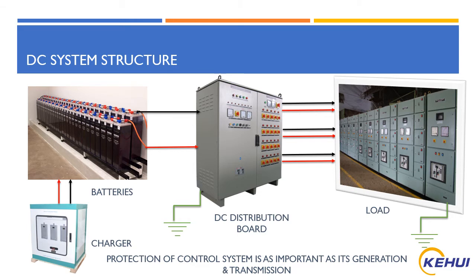Here you have a simple system. You can see that the main DC-DB board supplies power to different loads in the substation and, in turn, is connected in parallel with the battery source system, and the batteries are charged in parallel through the battery charger system.